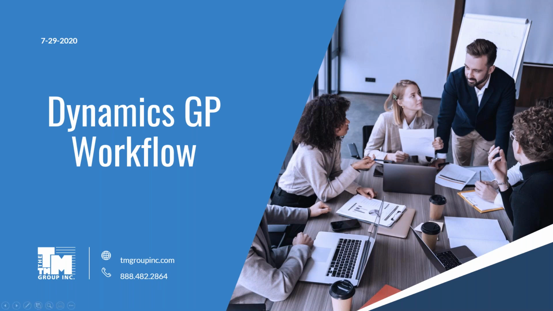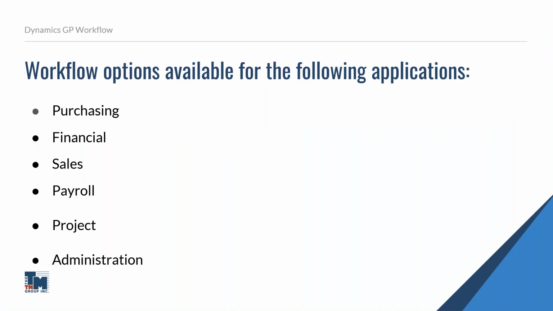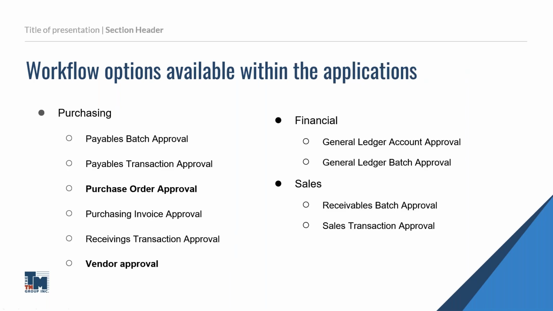Workflow came out in version 2013 of Great Plains, and they had a very limited amount of workflow set up. A lot of these are predefined, so you have to select from what they have. But in purchasing, they've made some huge strides as far as the details that they have available. They also have financial, sales, quite a bit in payroll. I don't have much experience on the payroll side, but then they also have project and administration. Here is some of the detail level that they have for the modules.